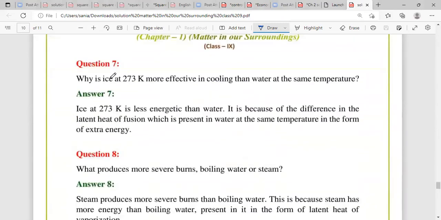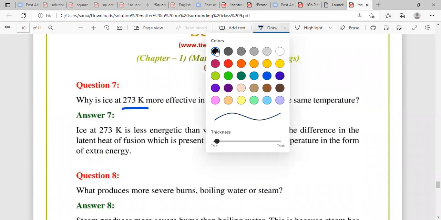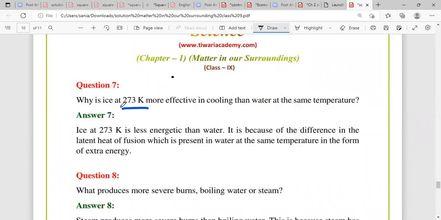Okay. So question number 7. Why is ice at 273 K more effective in cooling than water at the same temperature? Okay. So at 273 K, why can you say that ice is more effective in cooling than water at the same temperature?